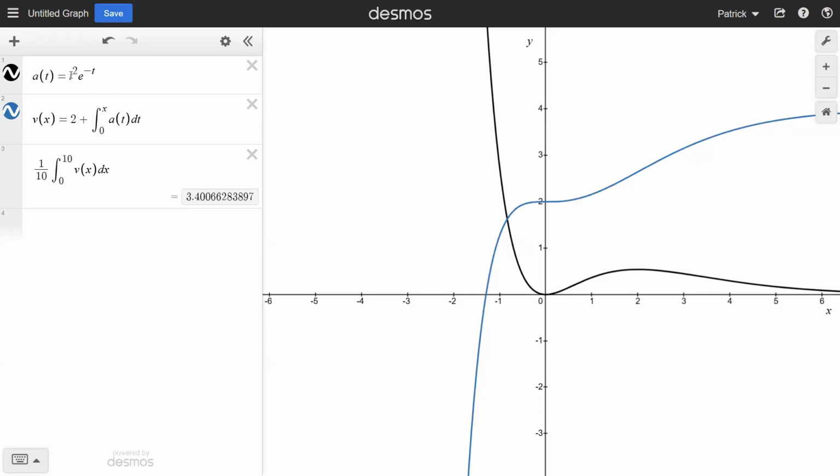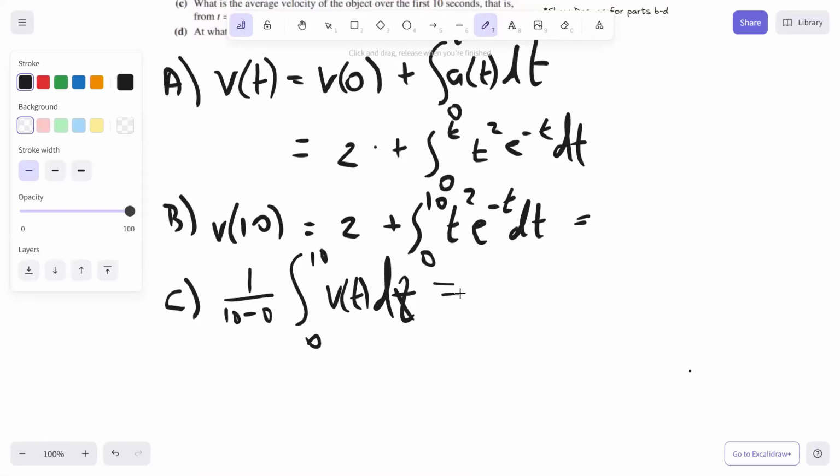I have my acceleration function here, and our velocity function, which we defined earlier, is 2 plus the integral of acceleration. And I had to change the variable here because the upper limit is the variable x, and you have to integrate with respect to a different variable, which was already defined as t from the acceleration function. So then I plugged in the average value formula, 1 over 10 integral 0 to 10 v of x dx, and you get about 3.4. So if we take that as the average velocity, then we have that this is equal to 3.4.